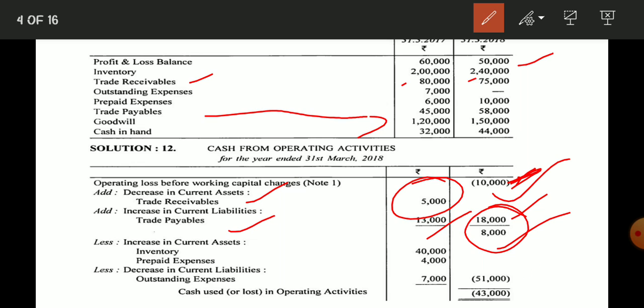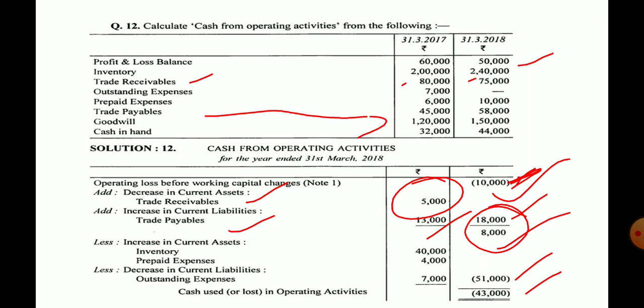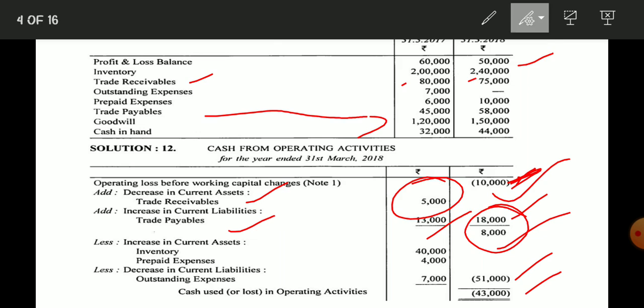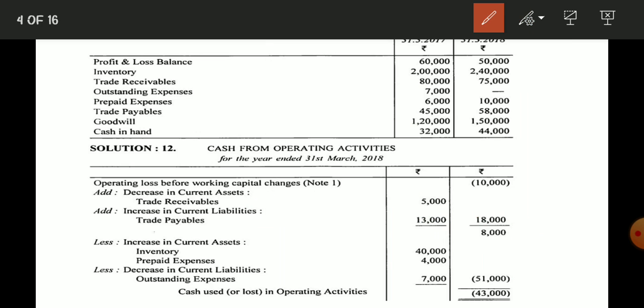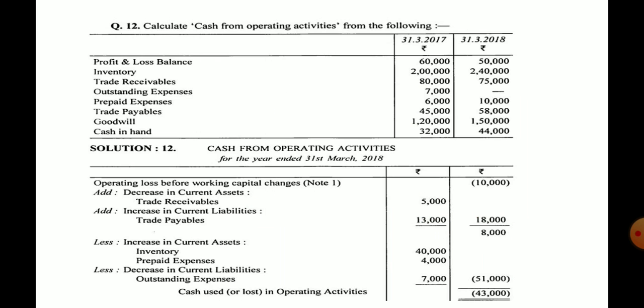So the negative balance will be written here, and the total loss in operating activity is 43,000. So this question is quite simple. You only have to understand what items will be included and what not. Cash in hand is not included in this.